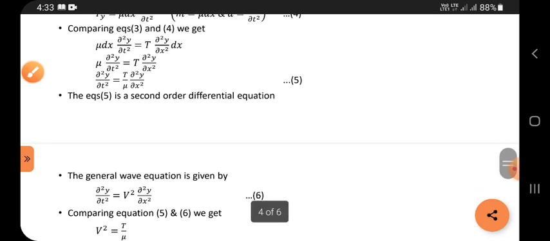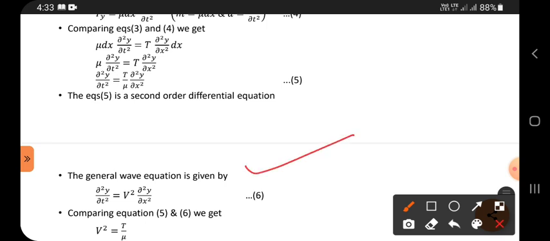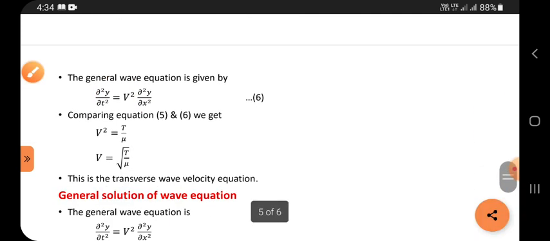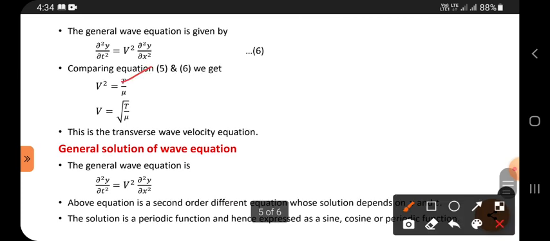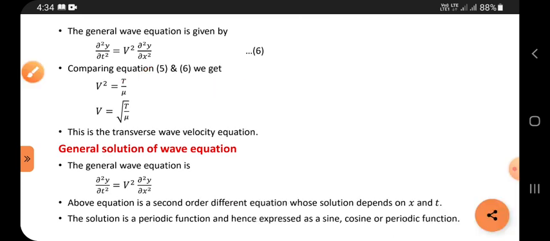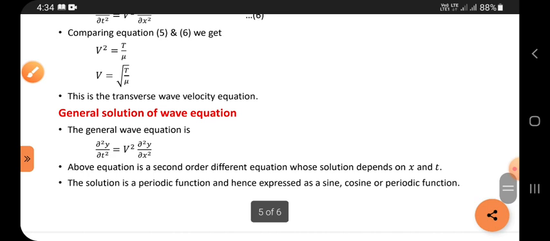Equation 5 is a second order differential equation. For this, the general wave equation is given by del square y by del t square is equal to v square del square y by del x square. Now if you compare, this is the same and this is the same, but in the place of v square, T by mu is there. So v square is equal to T by mu, and v is equal to under root T by mu. This is the wave velocity equation.